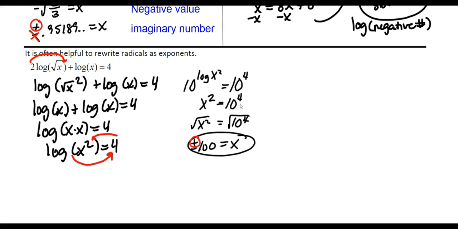Then take the square root of both sides. The square root of 10 to the 4th is 10 squared, or 100, and we do plus or minus. Obviously we cannot use the minus because that would be an imaginary number, so our answer is 100.